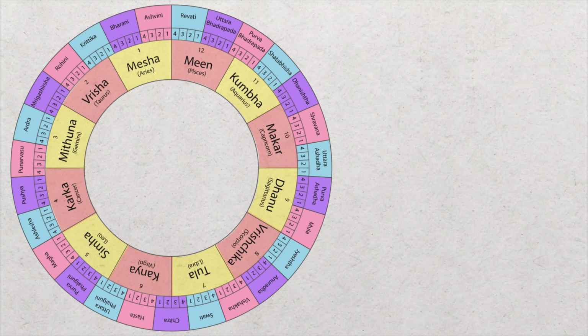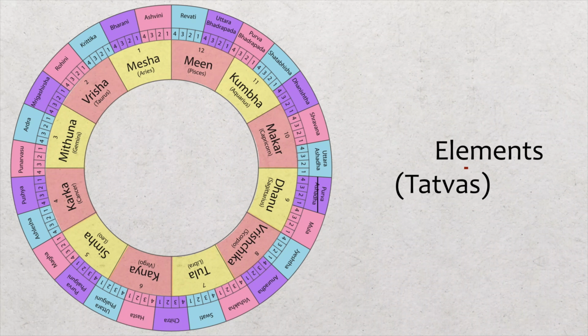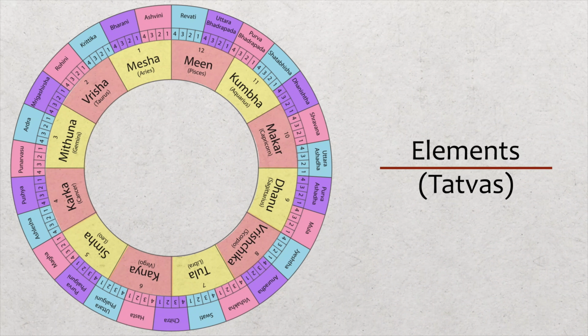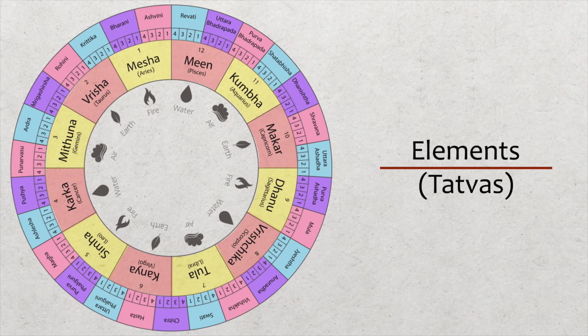Now, the 12 signs of the Rasi are associated with elements, or tattvas in Hindi. Mesa, Simha and Dhanu are of fire tattva, Brisa, Kanya and Makar are of earth tattva, Mithun, Tula and Kumbha are of air tattva, and Karka, Vrishchika and Mena are of water tattva.